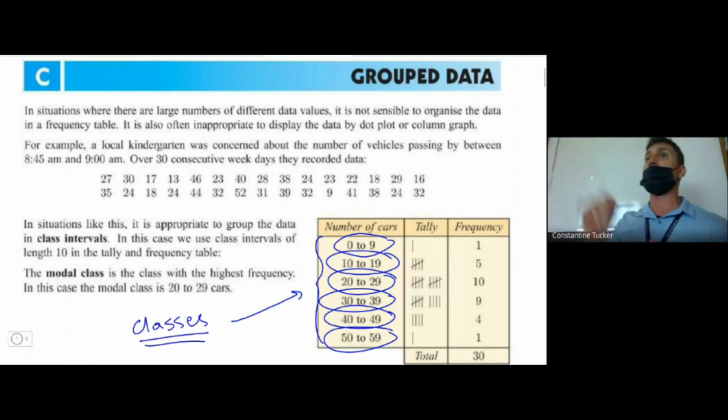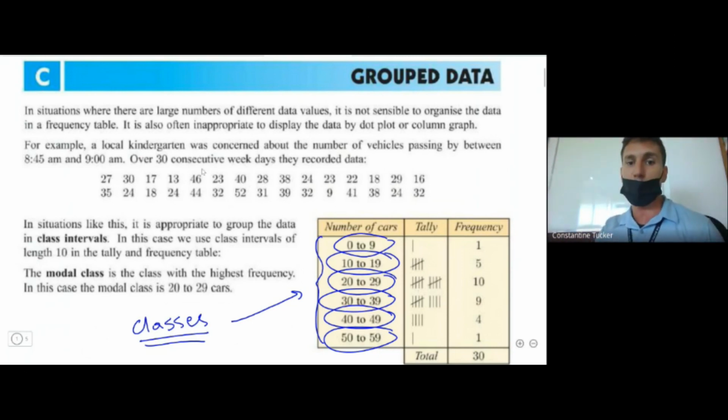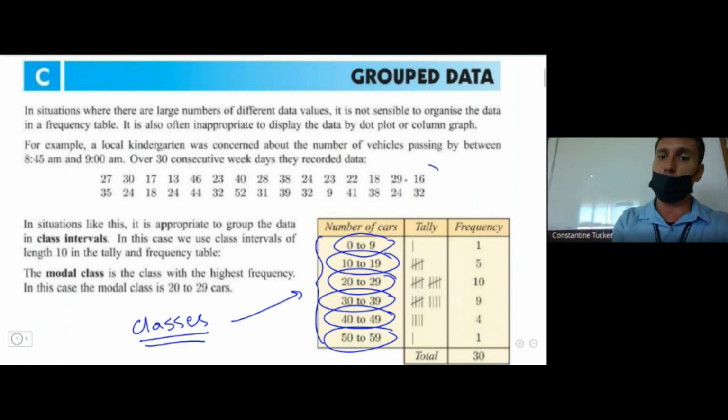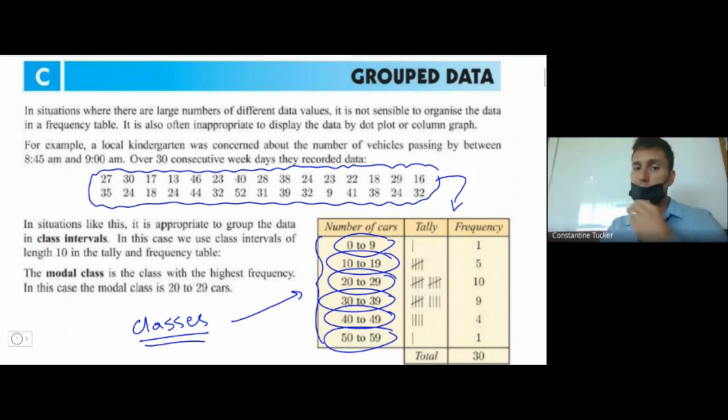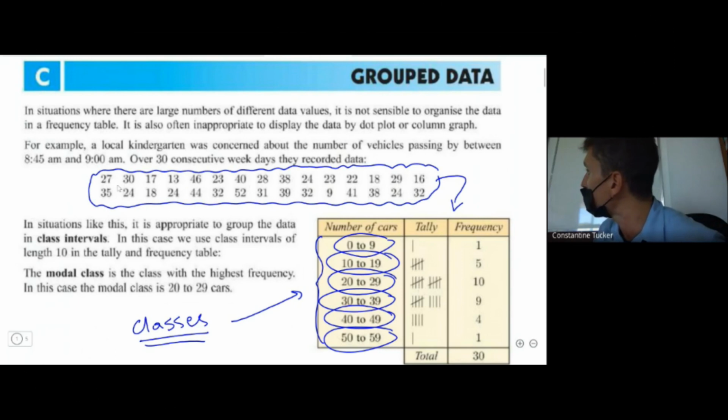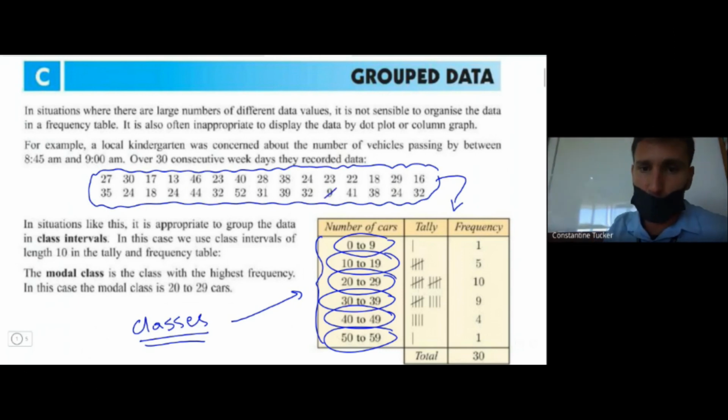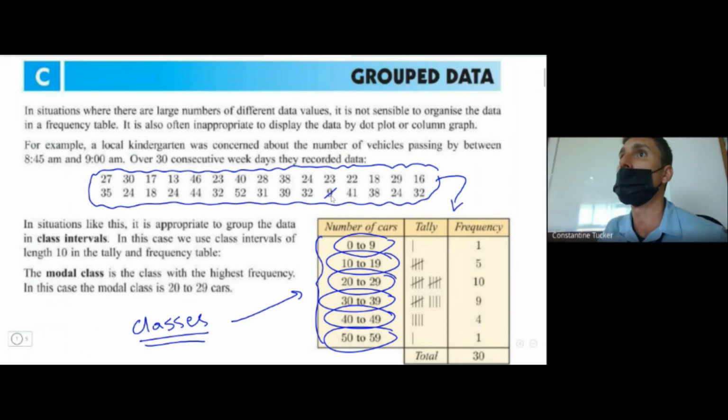So basically what we've done is this. We took the numbers up here. Let me put them in a little bubble. So we took the numbers up here and we put them in a little table. We grouped the data. And we said, how many numbers between 0 and 9? Well, that one. Just that one. So we put 1 in here.